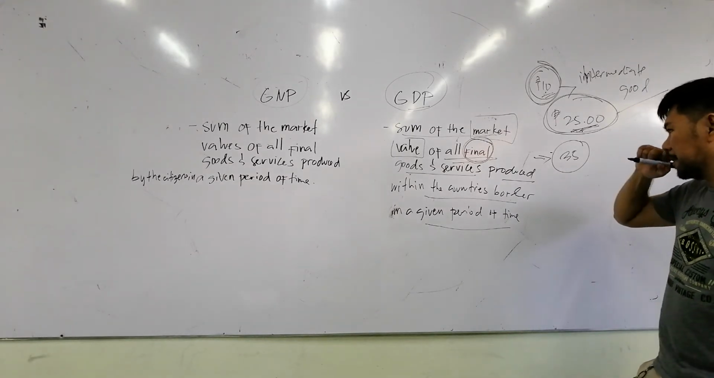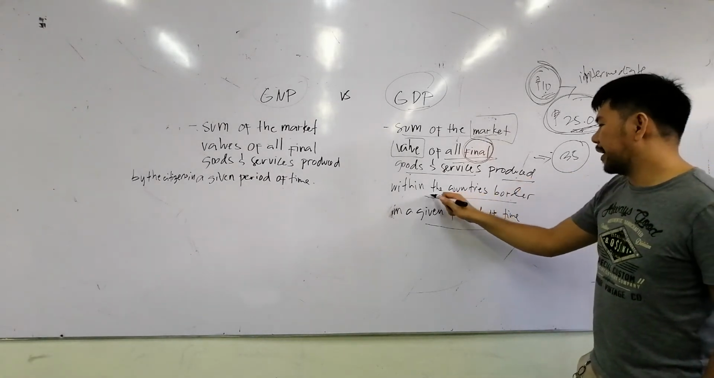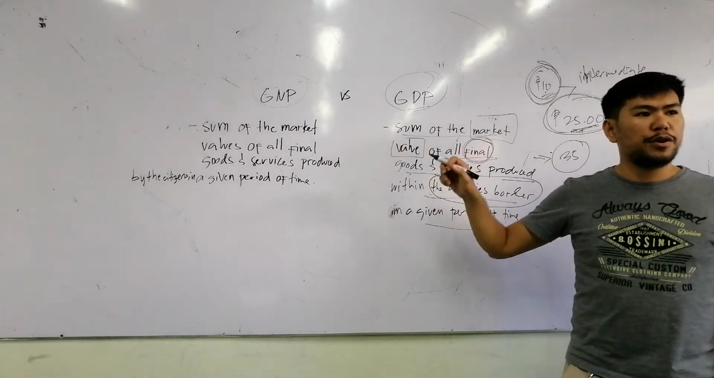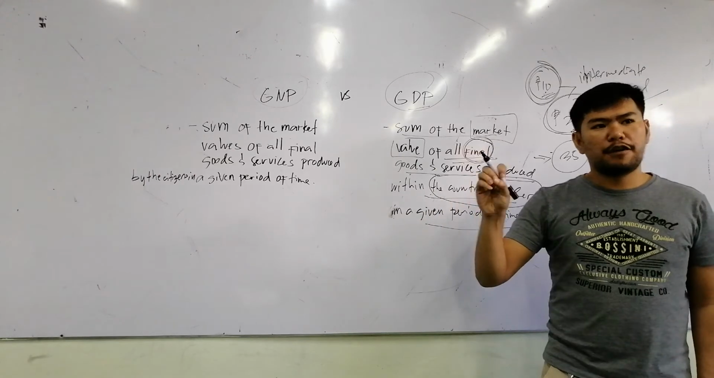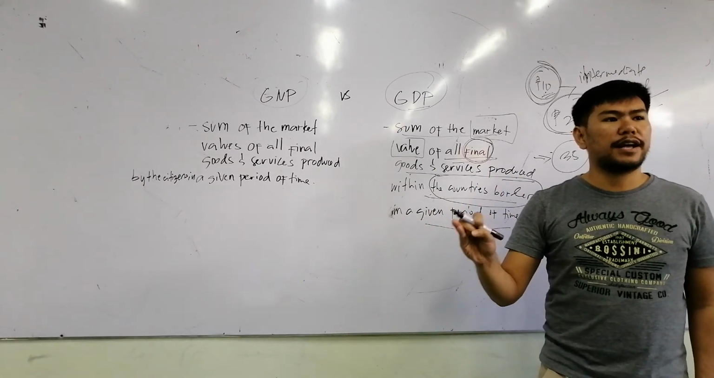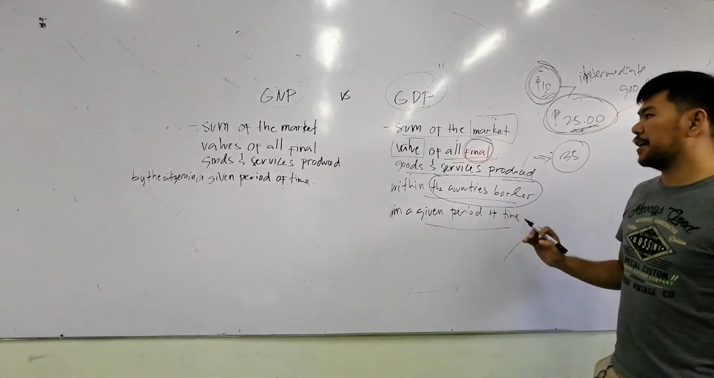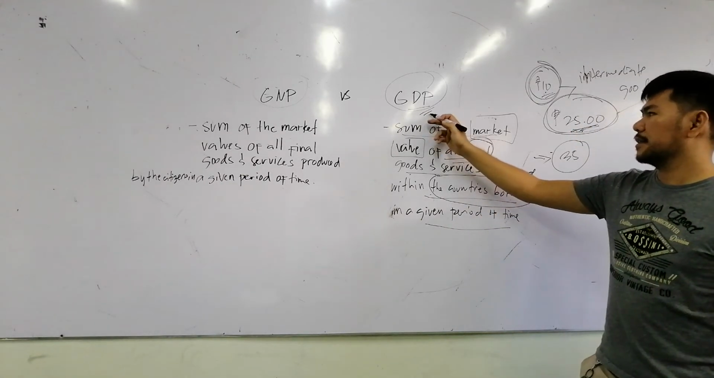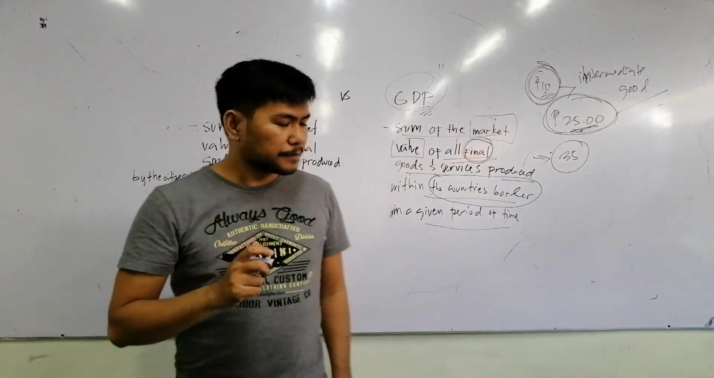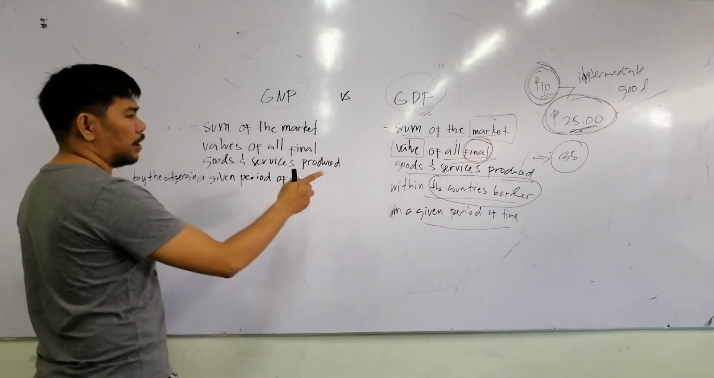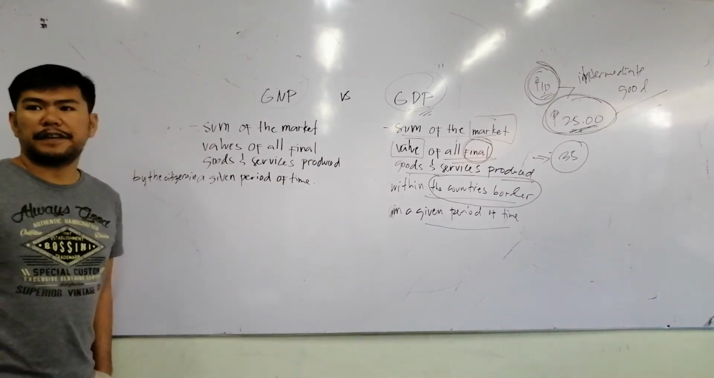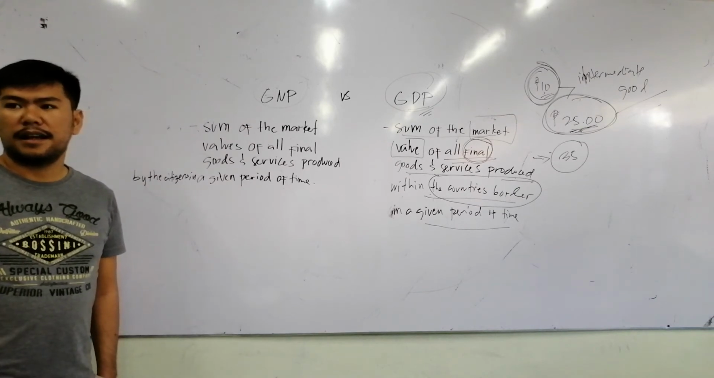Let's continue. Produced within the country's border. Anyone doing business in the Philippines, foreigner or Filipinos, their income is part or calculated in the GDP of the Philippines. The only difference here with GNP is this. The income of foreigners are not calculated in the Philippines. Okay?